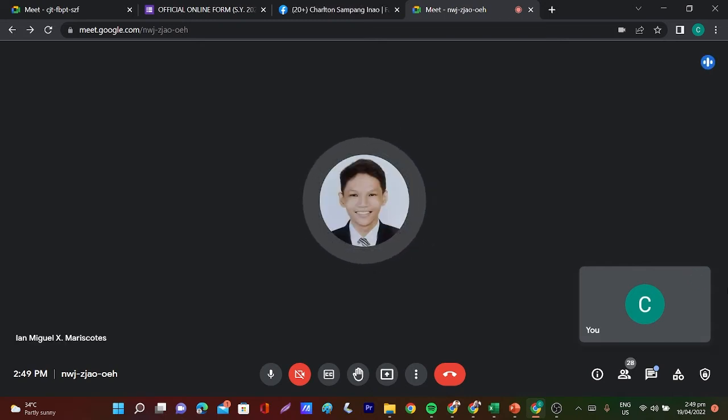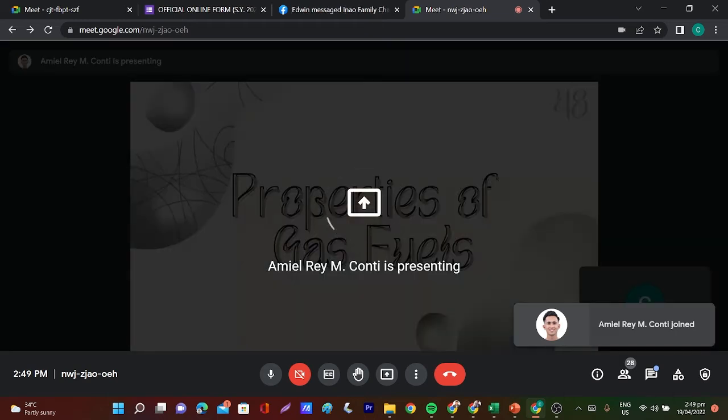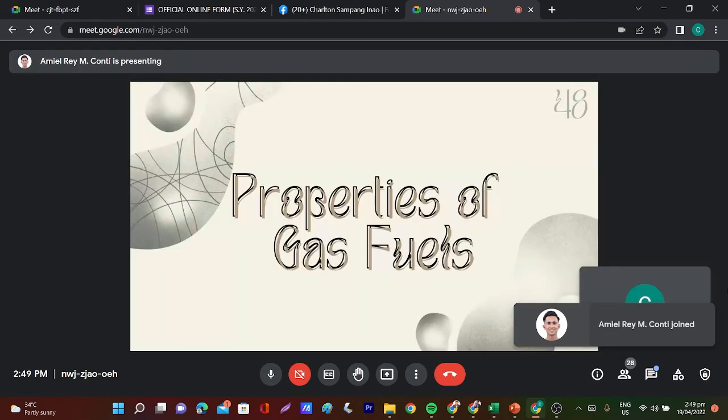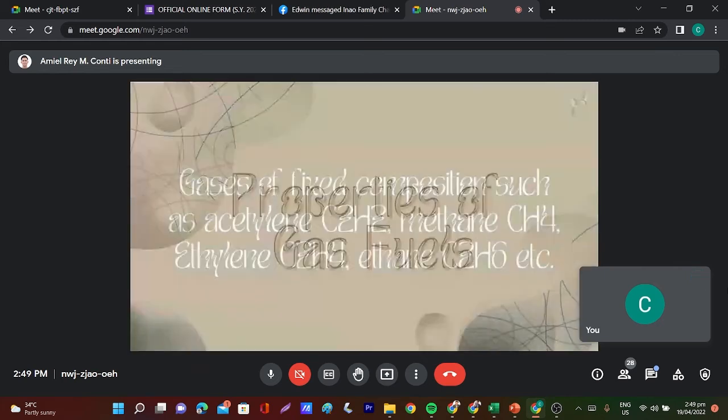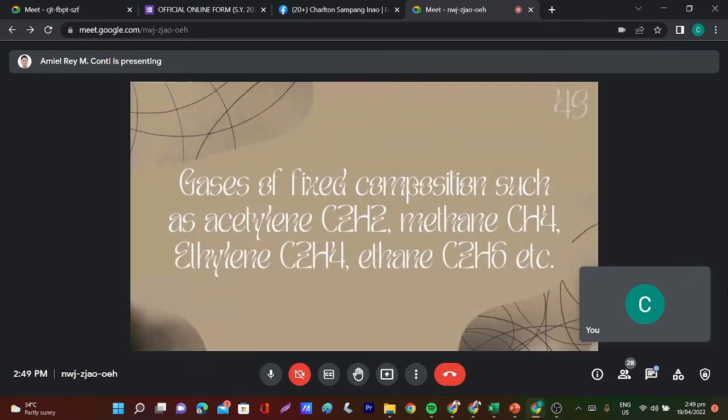Ngayon naman po, to continue the discussion about the properties of fuel. So the properties of fuel, usually yung mga gaseous fuel ay yung gases na may fixed composition such as acetylene, C2H2, methane, CH4, ethylene, C2H4, and ethane, C2H6. Next.